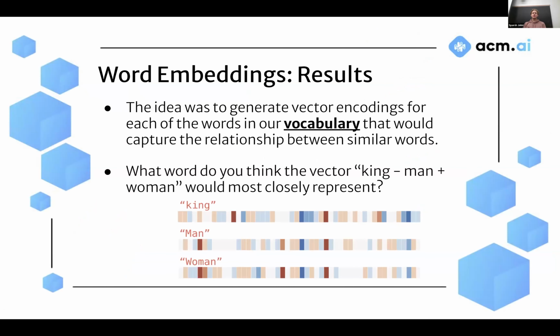So the idea is to generate vector encodings to capture words in our vocab that have relationships to other words. To give you an idea, here's the vector for king, here's the vector for man, and here's the vector for woman. So what do you think king minus man plus woman would be?